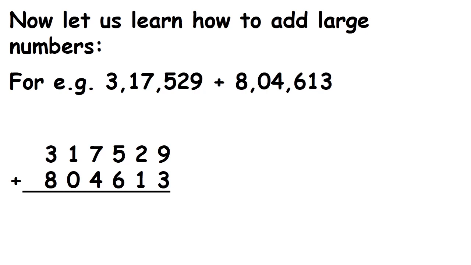So, the numbers in the units place are 9 and 3. 9 plus 3 is 12. So, we will carry 1 and 2 will be written in the units place. The next column is 1 plus 2 plus 1, which is 4. In the same way, we will add all the numbers, and the answer which we will get is 11,22,142.